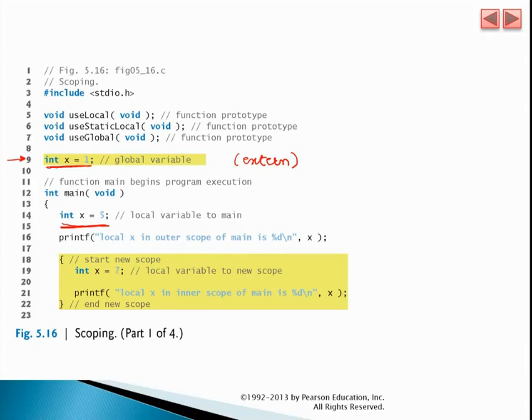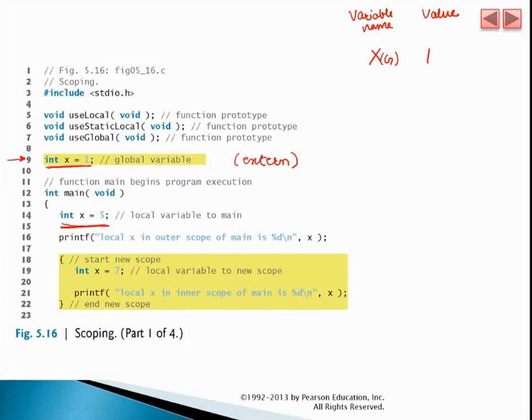Are you getting my point? First of all, x is a global variable, and the value of this variable is 1. Maybe I will write something like this: this is the variable name, and this is the value. So x is a global variable. This is different, so let me call it xg, just to let you know that this is a global variable.